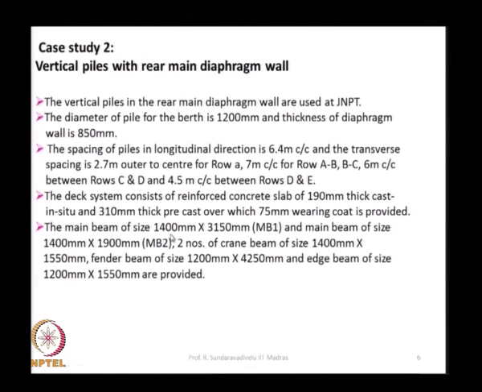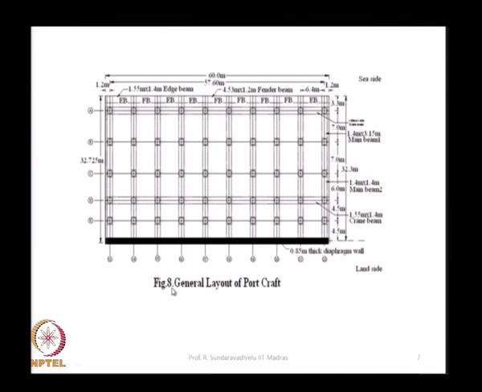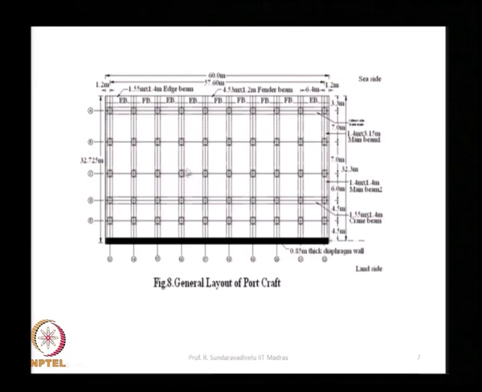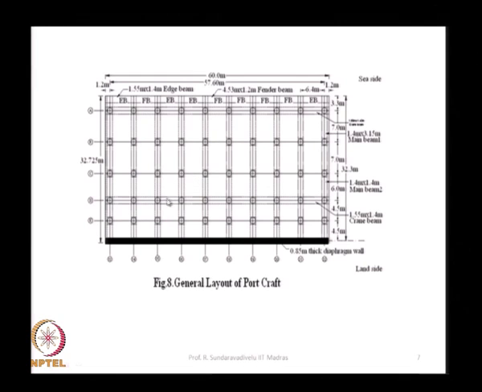Then we have the beam sizes, 1400 millimeter by 3150 millimeter, and different sizes are given; the fender beam size is given, the edge beam size is given. So these are all the requirements for the design. What is the slab thickness here, what is the beam size here, all these things govern the design.